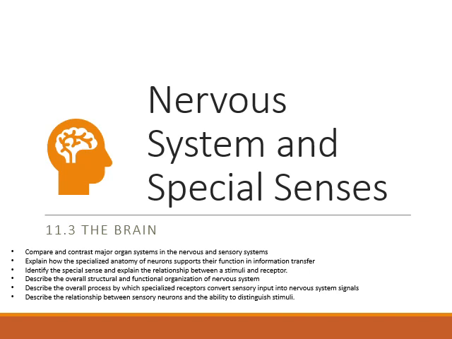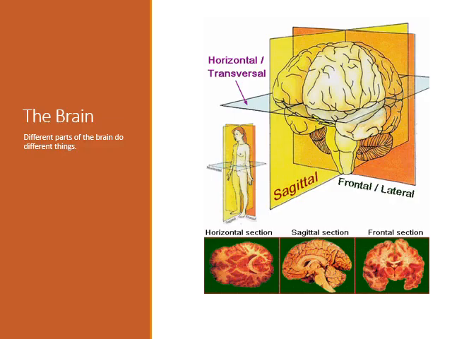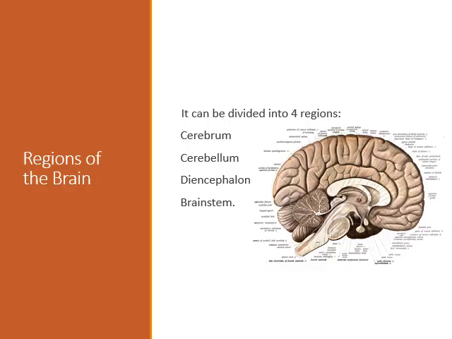So the brain. This is what everybody always wants to talk about when we talk about the nervous system, because the brain is really important for us. Other animals may have less well-developed brains. They may have just nerve ganglia instead of brains. For us, the human brain, different parts of the brain are responsible for different things. You can divide the brain up into 4 regions: the cerebrum, the cerebellum, the diencephalon, and the brainstem.